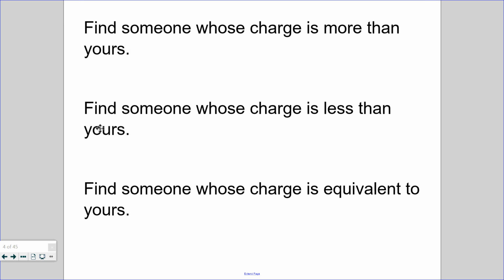So what you're going to do now is you're going to walk around the classroom and look for students whose charge is more than yours, less than yours, and equivalent to yours. So go around, walk around.